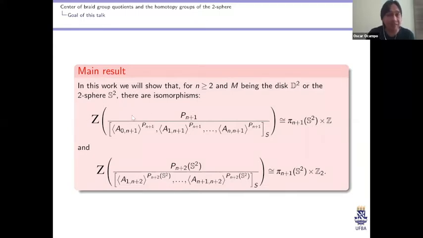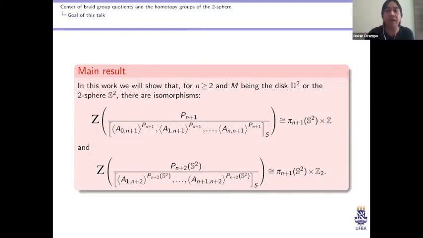Okay, the center of this quotient of braid groups is isomorphic to the homotopy groups of the sphere times the center of the Artin braid group. And in the second case, this Z_2 pair means the center of the pure braid groups over the sphere. So in some sense, it's possible to recover the homotopy groups of the sphere times Z or times Z_2 as the center of this kind of quotients of braid groups. Okay.